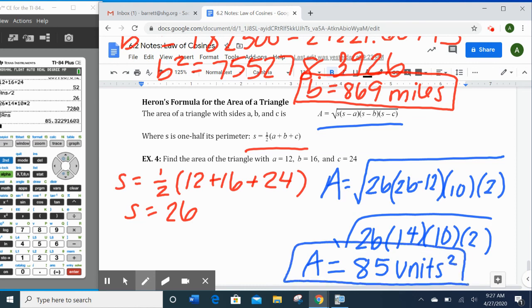If they tell you to round to the nearest tenth or whatever, then do that. But that's finding the area when you only have the three sides. So first find S, and then plug in S and all of your A, B, and C to find the area.